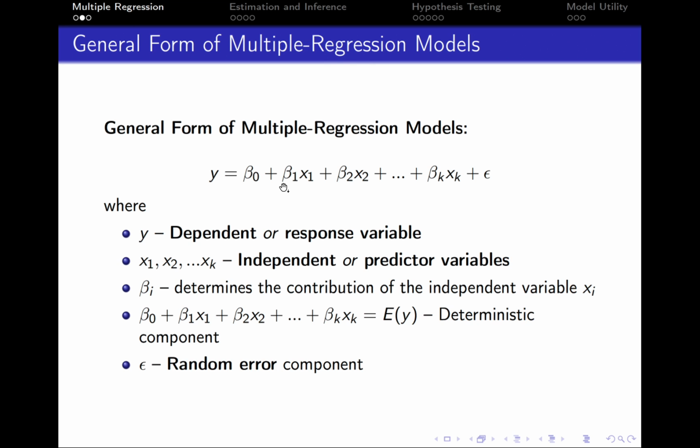And in this case, beta determines the contribution of each independent variable. As always, similar to the case of simple linear regression, we can split this model into two components, the deterministic and a random error component. So everything from beta 0 till last beta k is a deterministic component, whereas the error term at the end, this is the random error component. As before, y is the dependent variable and x is called an independent variable.